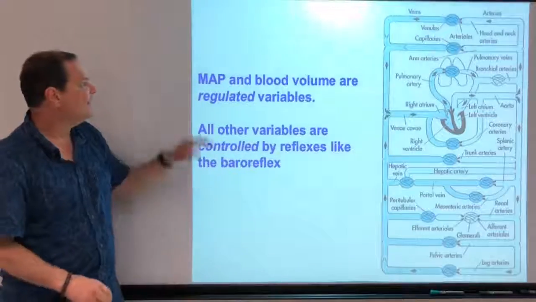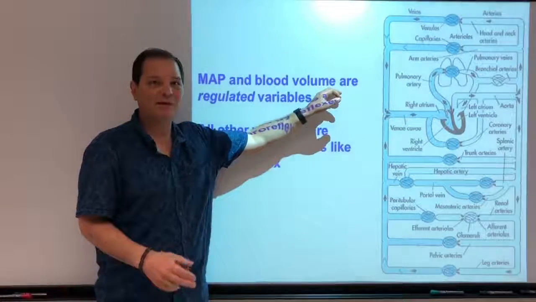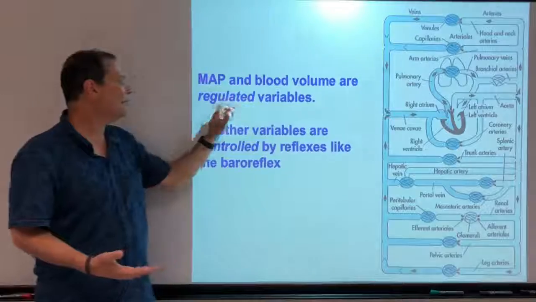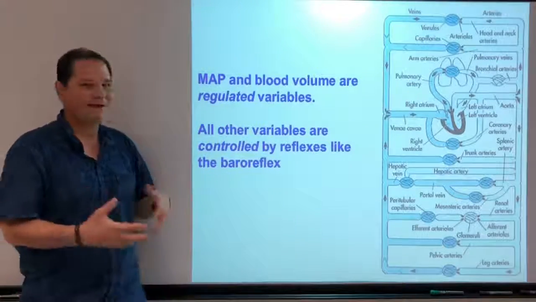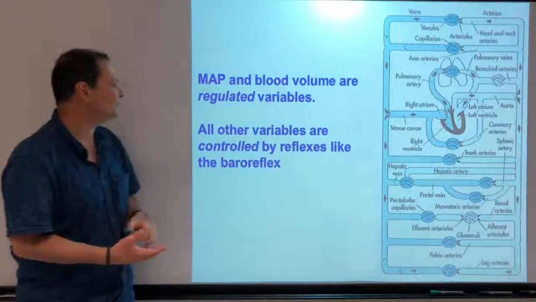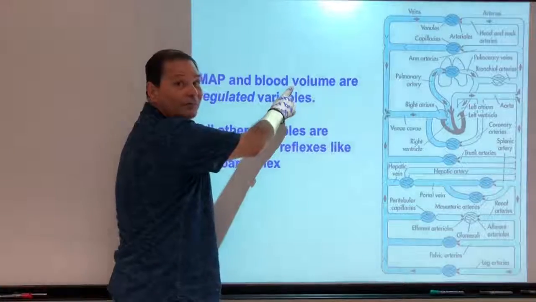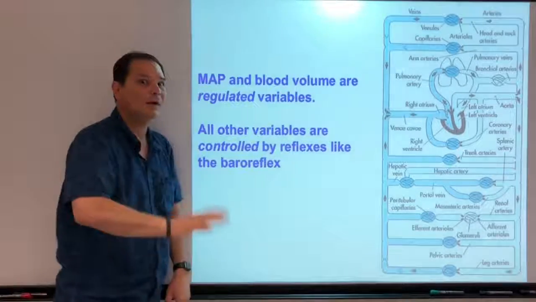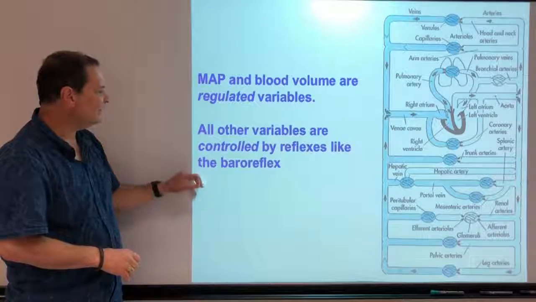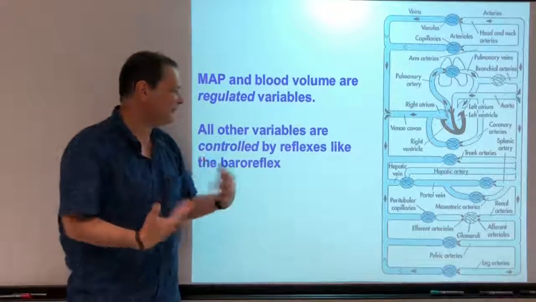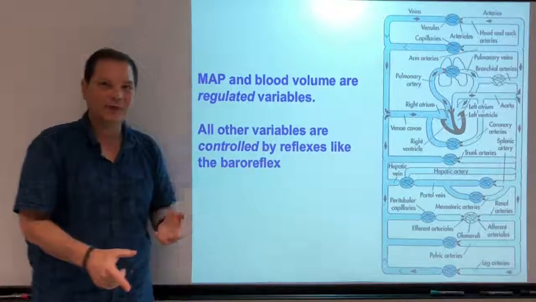All right, mean arterial pressure and blood volume, which we will talk about largely when we get to the kidney, are regulated variables. Your body does the best to keep those at a normal level as possible. It regulates this short term, it regulates this long term, because it takes a while to alter blood volume. We'll worry about that when we get to the kidney. All the other variables are controlled by reflexes like the baroreflex: heart rate, stroke volume, total peripheral resistance, okay?